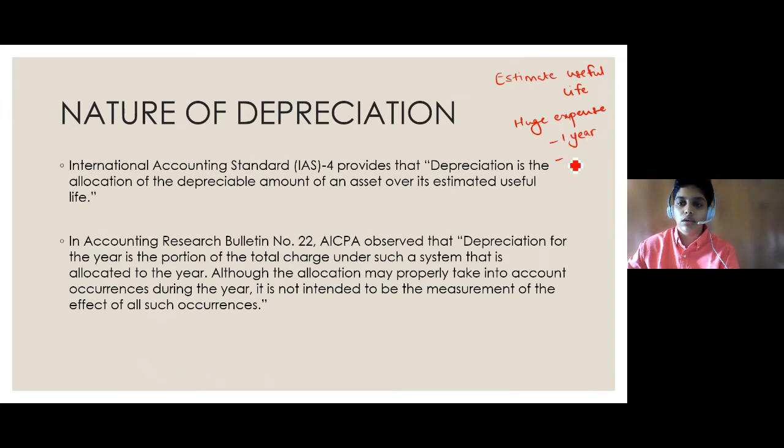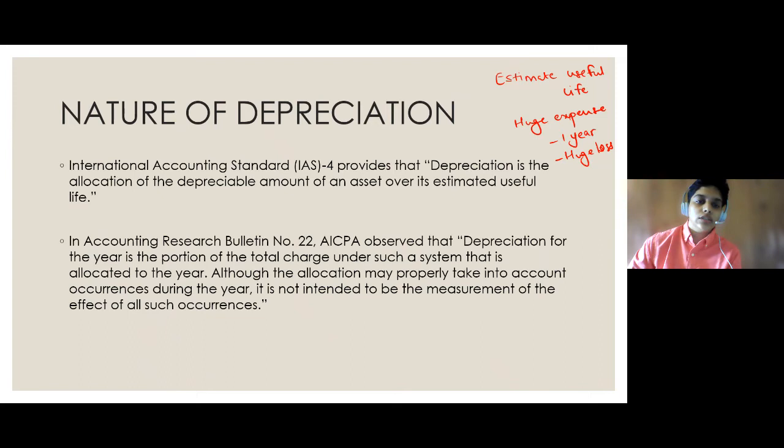And the effect will be a huge loss in that year. Because if I have an asset for 10 or 12 lakhs or 15 lakhs and I charge the entire amount as depreciation in a single year, then I'll have a huge expense, which may not be set off against the incomes, and eventually I'll have a loss in that year. So initially, whenever you buy an asset, you need to estimate the useful life, the number of years for which you can put it to use, and based on that, you'll be charging depreciation.